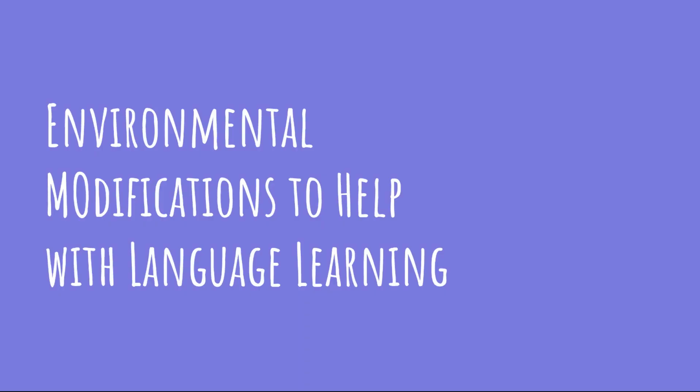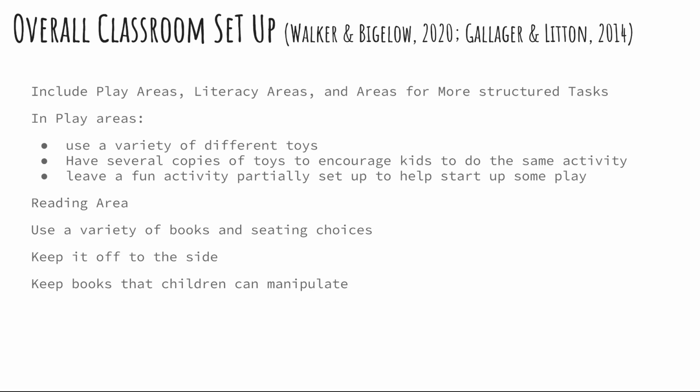All right, so now we're going to talk about environmental modification. So what I mean by this is how you change the physical space of your classroom to help get kids talking more with you. So let's talk about your overall classroom setup. You want to have separate areas of the room for different things. And this is true for little kids as well as older kids.